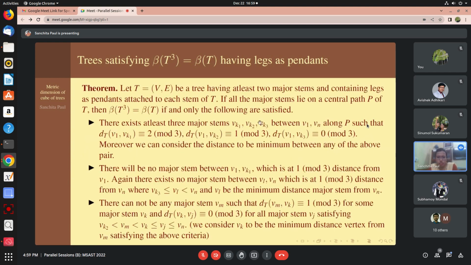The last condition says that there cannot be any major stem VM such that the distance of VM from VK is equivalent to 1 modulo 3 for some major stem VK, and the distance of VK from Vj is equivalent to 0 modulo 3 for all major stems Vj which are to the right of it and to the left of VN.